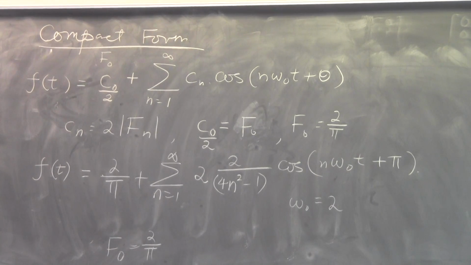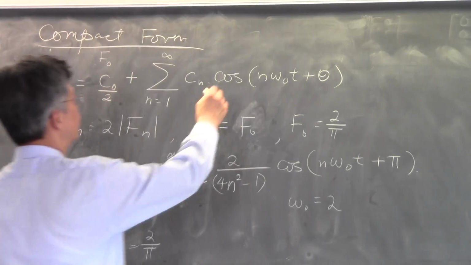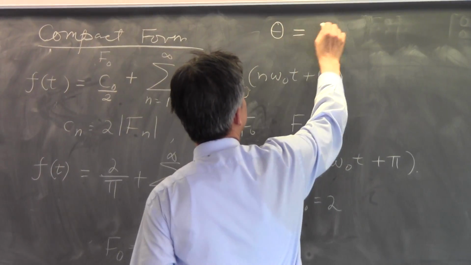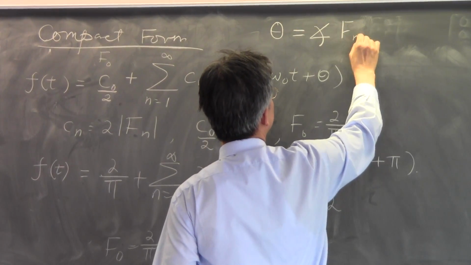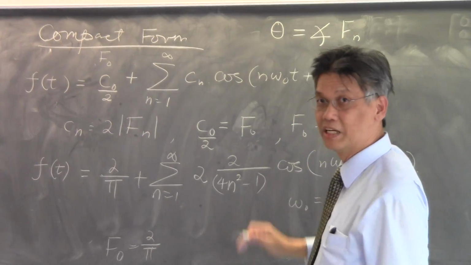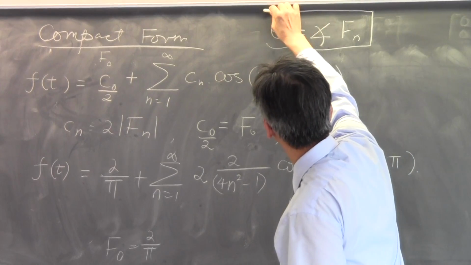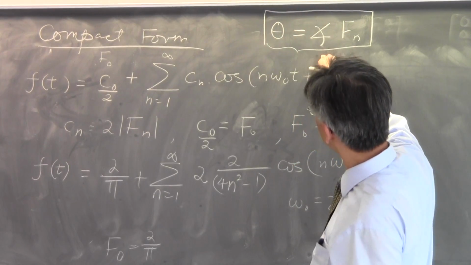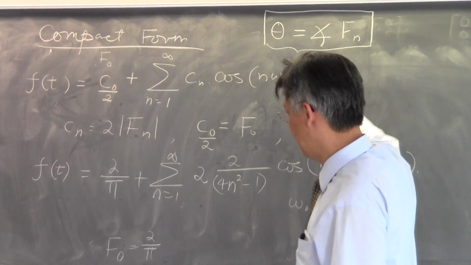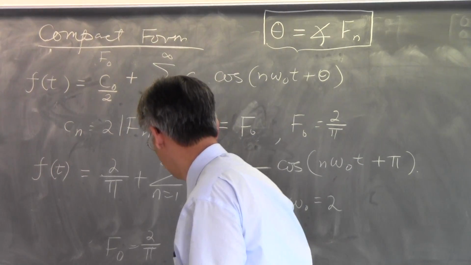On the phase angle, okay, theta is the phase of f sub n. Okay, and that we have worked out before. And if you don't remember, you can go and look at the textbook or look at the lecture notes. Theta is going to be that. F sub n is given by this number over here.